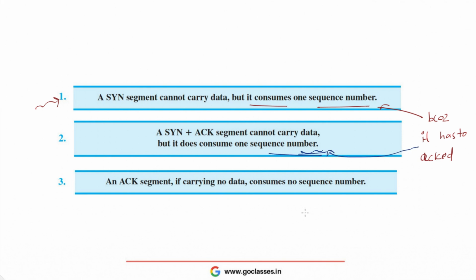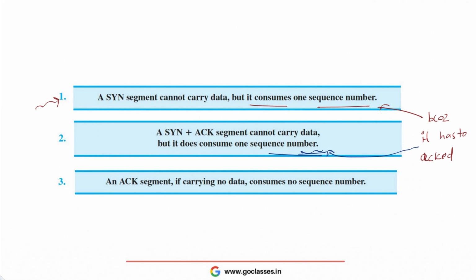Now the last packet is the ACK packet. It may carry data, it may not carry data. If it is carrying data, then it is called a piggybacked acknowledgement. If it is not carrying data, then it is just an acknowledgement. So if it carries data, then it consumes a sequence number. If it does not carry data, then it does not consume any sequence number. So I hope this is clear.